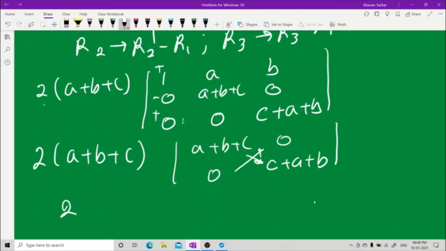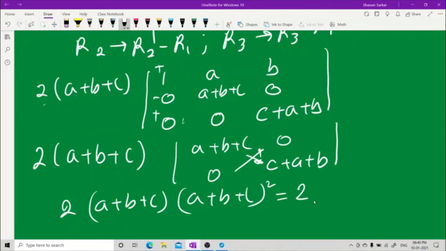So what you get is 2 into A plus B plus C and A plus B plus C whole square. This will give you 2 times A plus B plus C whole cube. I hope now you understood this problem.